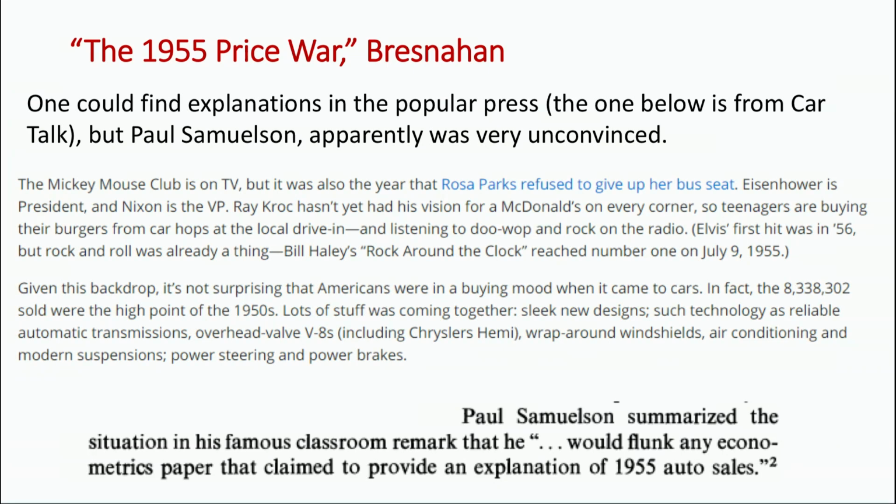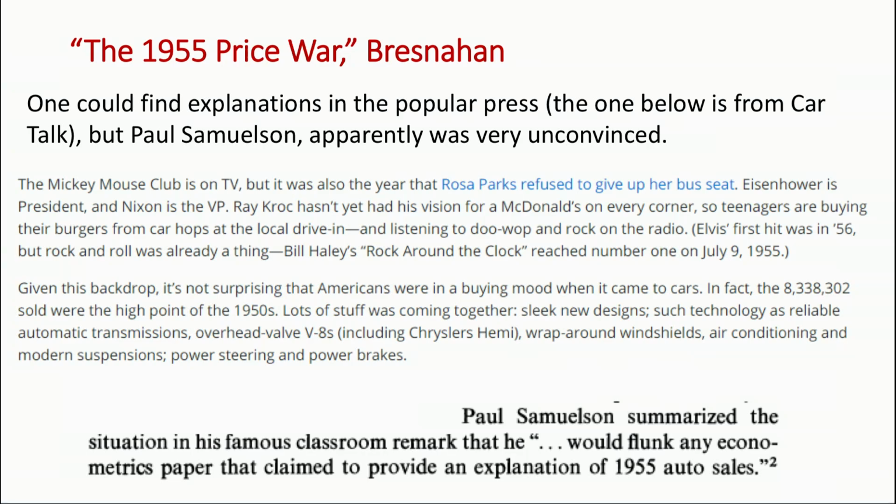You can find explanations in the popular press of what caused the 1955 thing as a cultural phenomenon. Here's a quote from Car Talk describing this, where they talk about how rock music and drive-in restaurants were becoming a thing, and there were sleek new designs for cars and whatever.